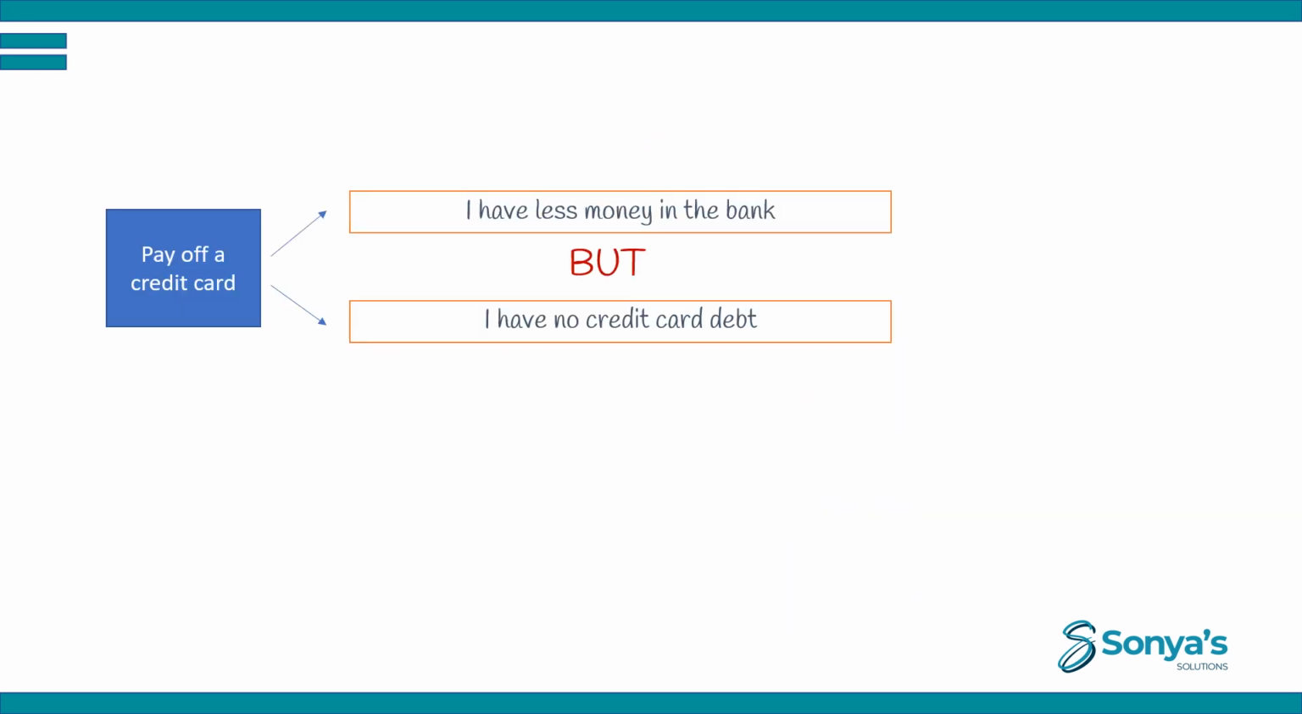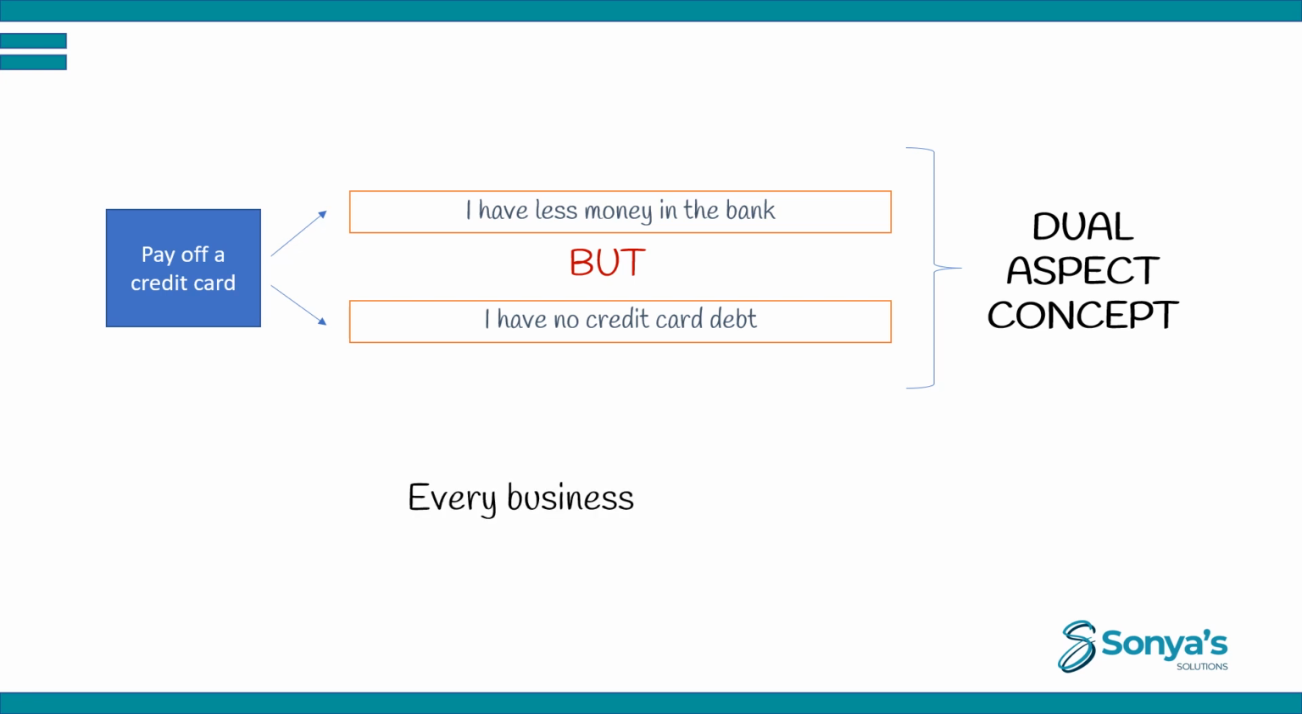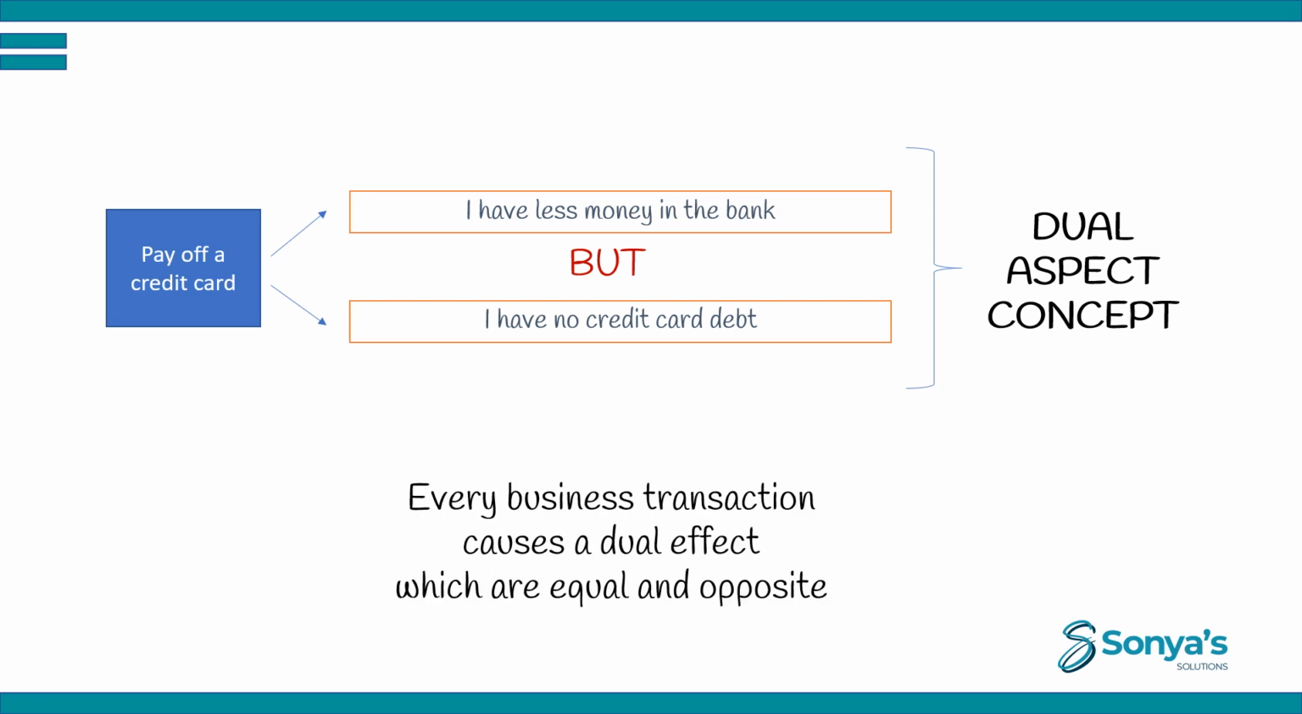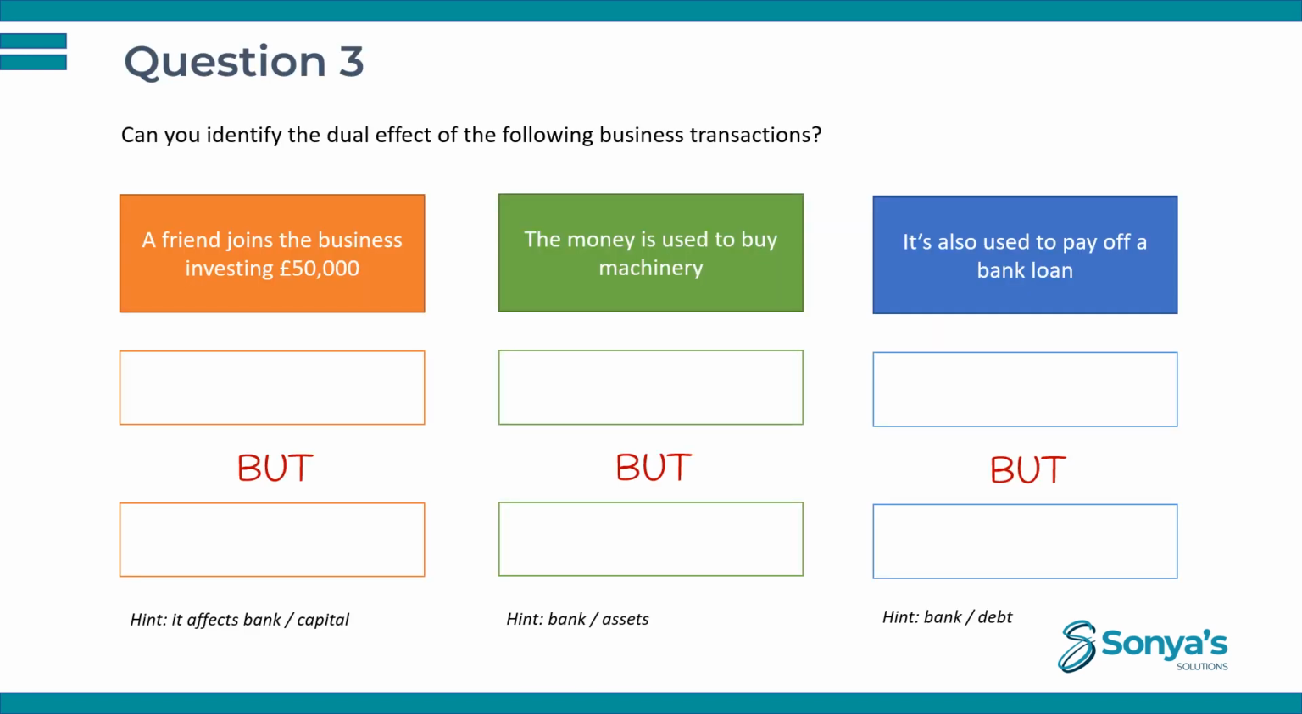The dual effect you see happening here is what we call the dual aspect concept in double entry bookkeeping. Every business transaction causes a dual effect which are equal and opposite. Get ready to pause the video so you can give yourself time to read and answer the question.